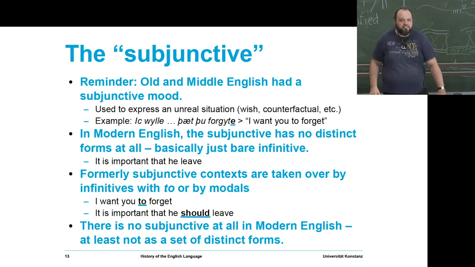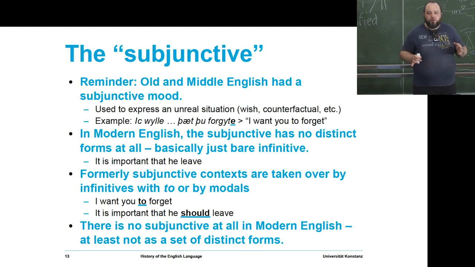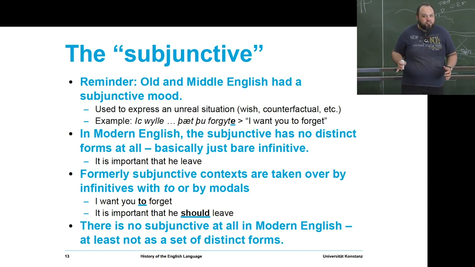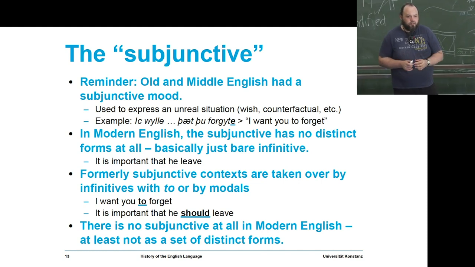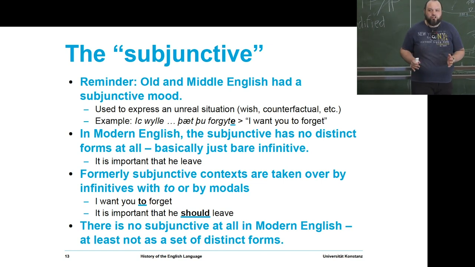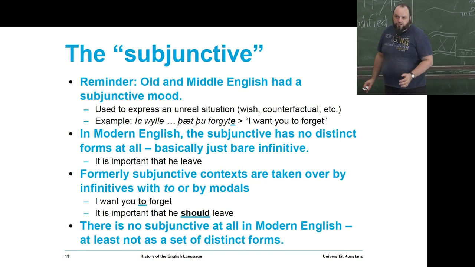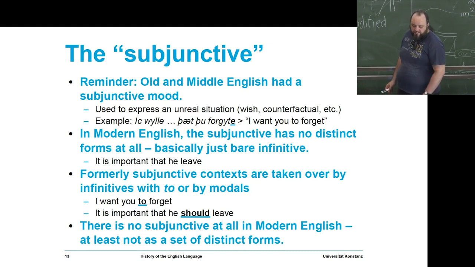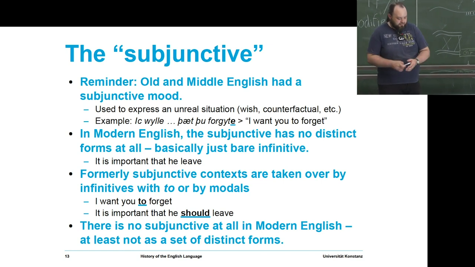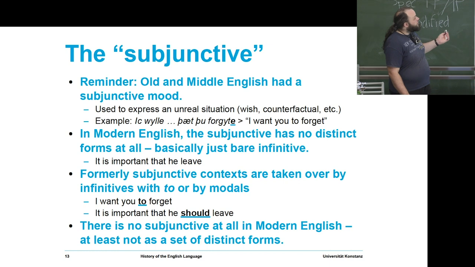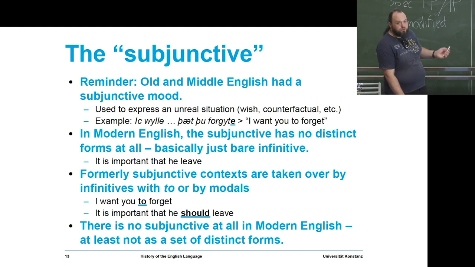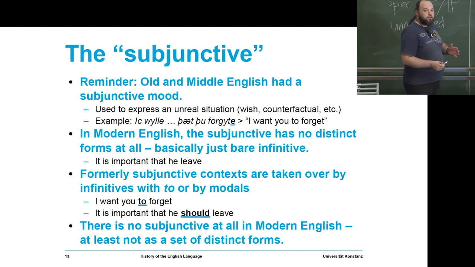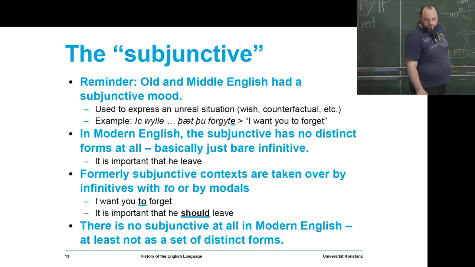Du forgetest. But because it's an irrealis situation, what we instead find is this subjunctive ending, which is just an e. And the subjunctive endings in general are either the same length or shorter than the endings you see in the indicative. And so it's perhaps not a surprise that in modern English the subjunctive has basically disappeared. In fact, it doesn't really make sense to talk about a subjunctive in modern English anymore, at least insofar as there is no distinct set of forms here.